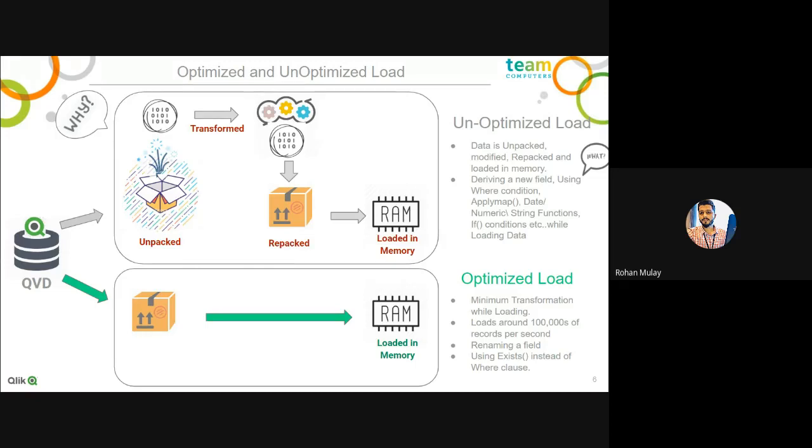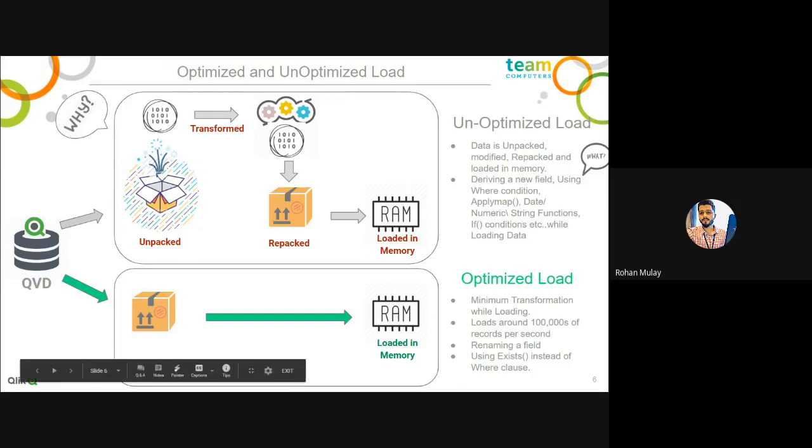Whereas on the other hand, optimized is basically what is happening. You can see in optimization, you are actually loading 1 lakh records per second. And also there is one concept: if you are renaming a particular field, then still it is an optimized load. So except renaming a field, if you are performing any other operations on a column, it goes into an unoptimized state.